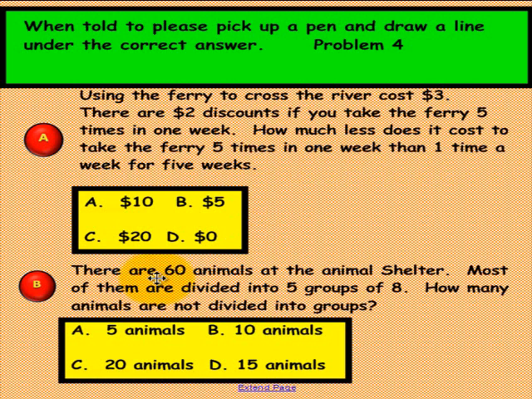That question is, there are 60 animals at the animal shelter. Most of the animals are divided into 5 groups of 8. How many animals are not divided into groups? Please pick up a pen and solve these problems.